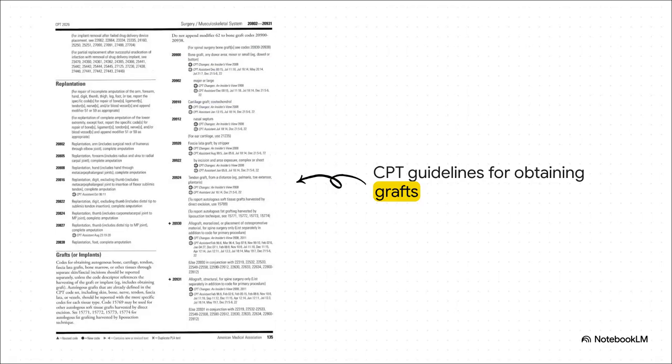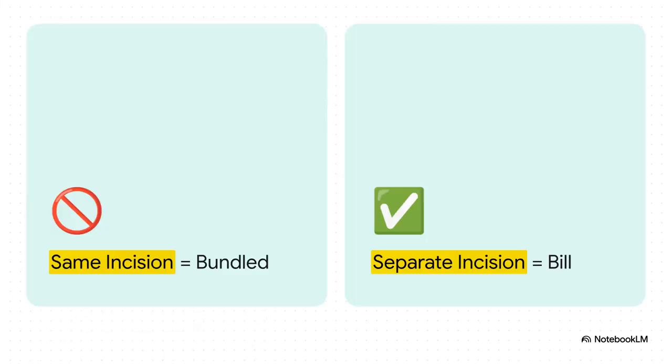And this illustration right here perfectly captures the golden rule you need to highlight in your book right now. If you look at the CPT guidelines for obtaining grafts on page 135, the text gives us a fierce, absolutely non-negotiable rule about when you can actually bill for harvesting these materials. Never, ever hallucinate this rule. Read it straight from the CPT guidelines.